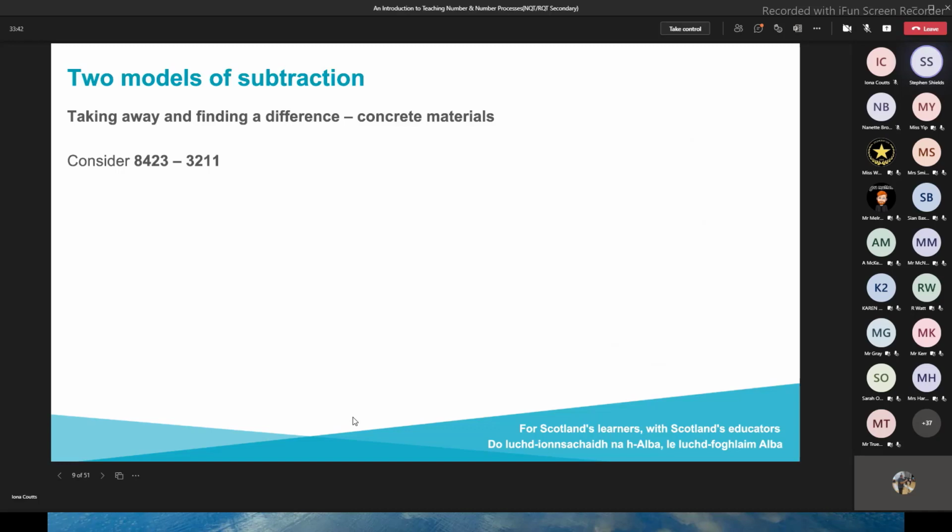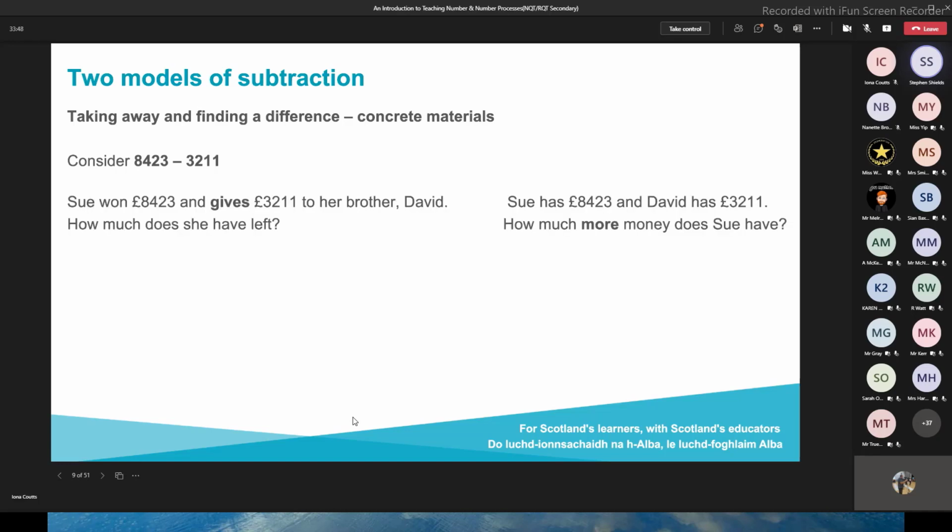Our first focus today is two types of subtraction that your learners will come across in their school careers. If we consider these two word problems for subtraction, let's think about how they're different and how they're the same. I'll give you a wee minute to read them.